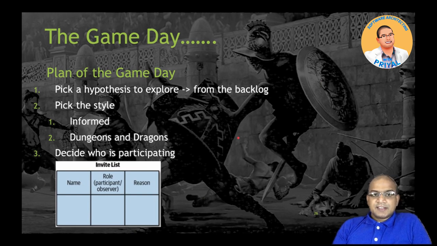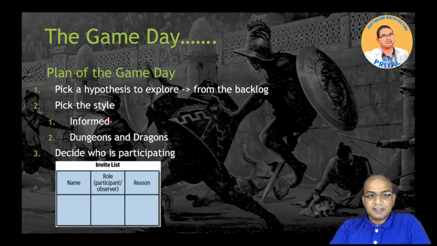As the first step, you need to pick up any hypothesis or test scenario that you have defined earlier from the test backlog or the chaos testing backlog. And then you have to pick the style. This one is very important. There are two main styles that you can pick. The first one is informed, and the other one is Dungeons and Dragons.